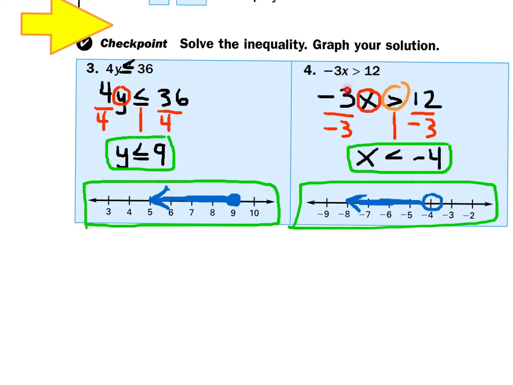Okay, so negative 3 divided by negative 3 creates that giant positive 1. Bring down the x, flip your inequality symbol so it's is less than, and 12 divided by negative 3 is negative 4. So I have x is less than negative 4. So I should put an open dot on negative 4, and then I shade everything to the left, everything smaller.